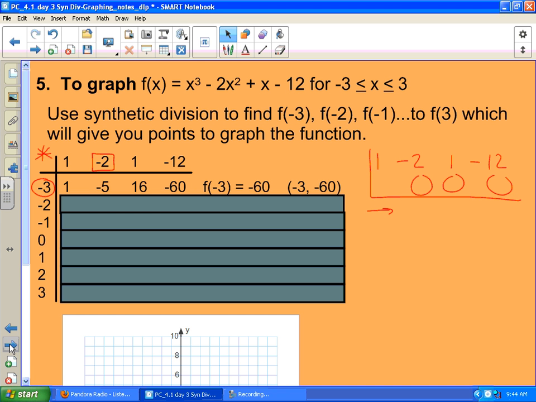And you can tag team. One of you can do this one. One of you can do negative 1. One of you can do 0. But let's see if we can get all these right. What are the remaining points here of negative 2, negative 1, 0, 1, 2, 3? And then we're going to use those and graph this to get the shape. And then we'll talk about end behavior. And then we will have all of the tools needed to be able to graph polynomials, and the world will be a better place.